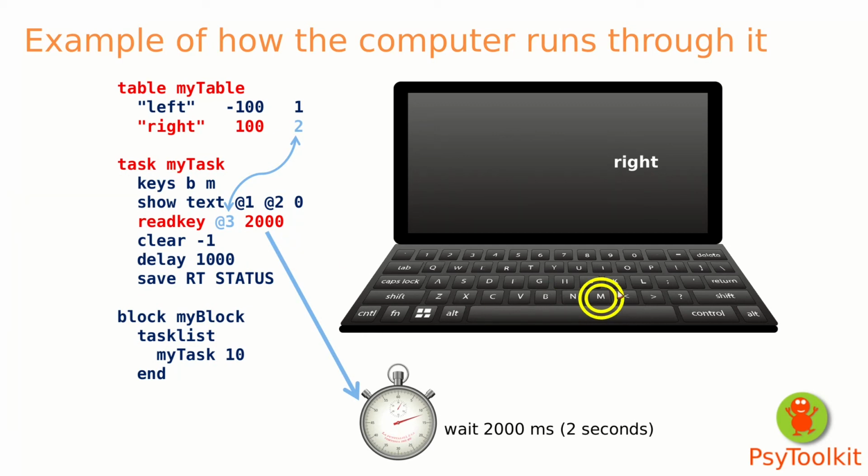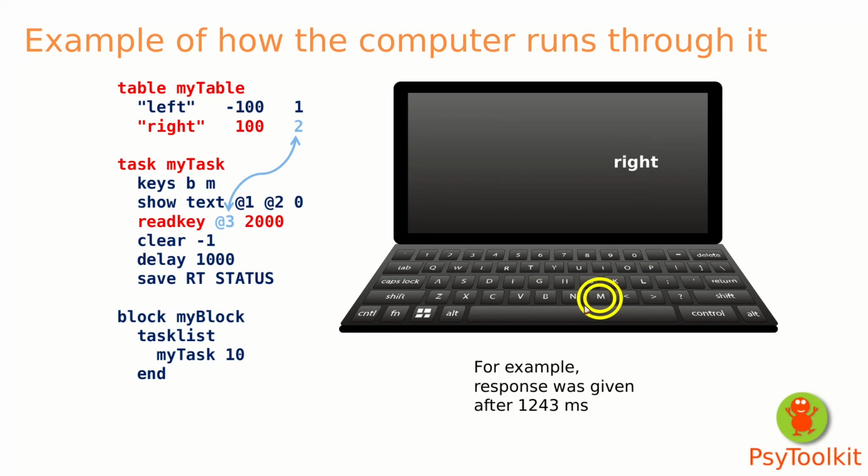Now let's imagine that the person does it correctly, presses M, and then, for example, say the response was 1243 milliseconds, just over 1 second. Then the computer will store that information, and it basically uses system variables like RT and status. I will explain those in a moment. Later you can save those. Once this is done, it says clear -1. Now, as explained before, clear -1 will just erase the last shown stimulus from the screen, so it will remove the word write. That's that.